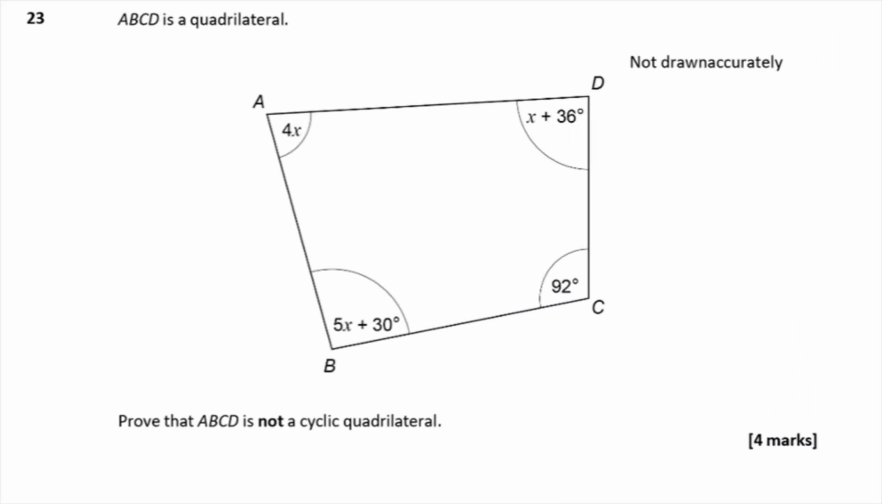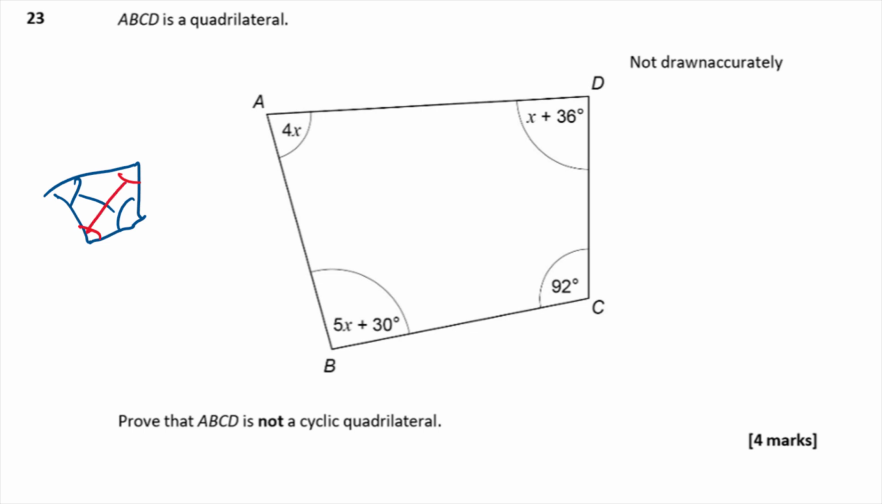Question 23. ABCD is a quadrilateral. Prove that ABCD is not a cyclic quadrilateral. Okay. So a cyclic quadrilateral is a special sort of quadrilateral. You normally see it drawn inside a circle, but if I take the circle away, it's still a cyclic quadrilateral. It's not the circle that makes it a cyclic quadrilateral. It's the fact that the opposite angles in the cyclic quadrilateral add up to 180 degrees, don't they? So that one and that one together make 180, and the other two make 180.